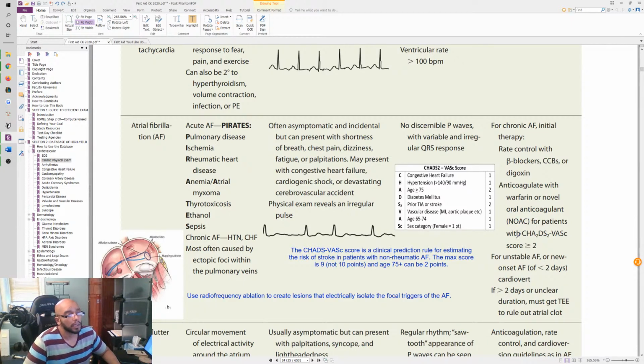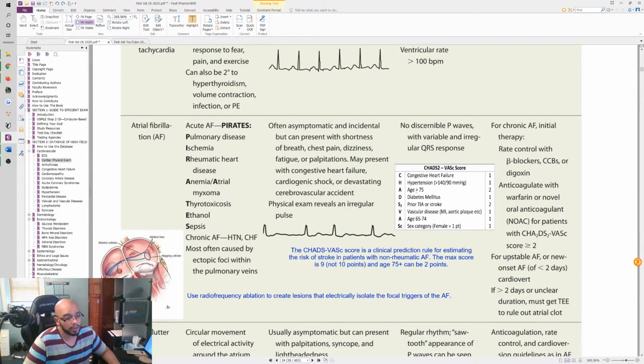For patients with a CHADS score of more than 2. Now the CHADS score is something you use for congestive heart failure, and we're going to look more into it soon enough. But here I wrote the CHA2DS2-VASc score is a clinical prediction rule for estimating the risk of stroke in patients with non-rheumatic atrial fibrillation. The max score is 9, and age 75 plus can be 2 points. Okay, so we're going to look at this pretty soon and see why it's 9 and not 10 points, and how you're supposed to use this in the clinical setting to figure out if someone is at risk of having a stroke. Here we're using it to see if someone with atrial fibrillation is at risk of having a stroke.